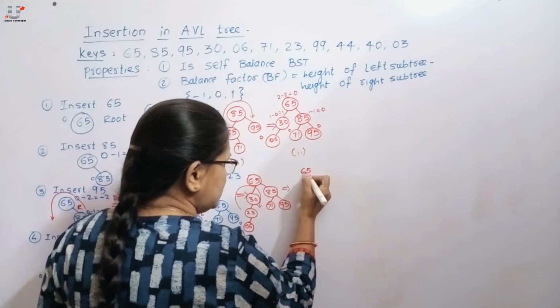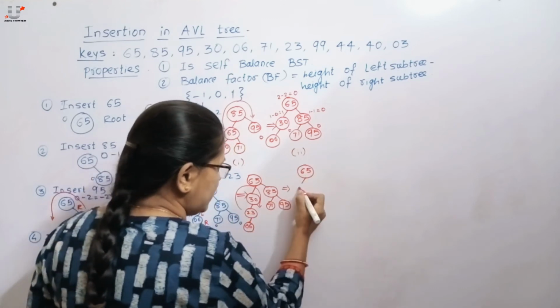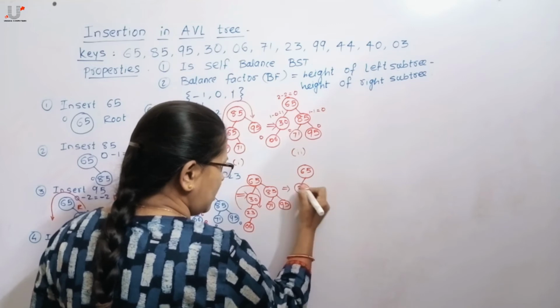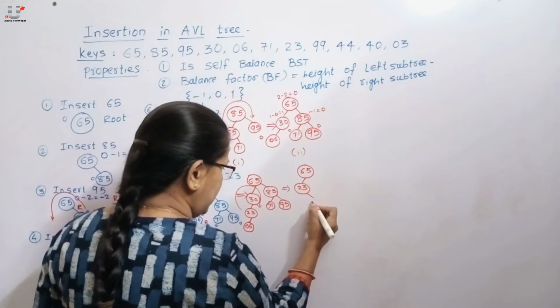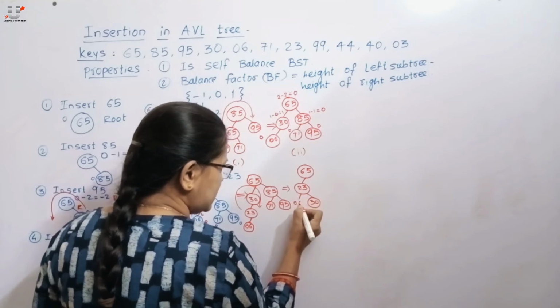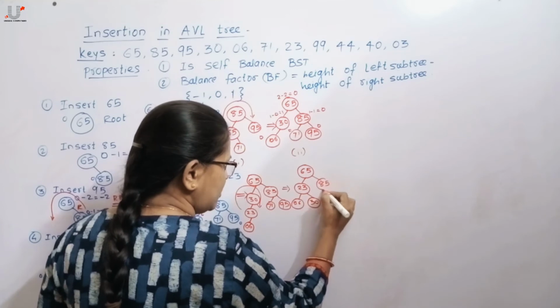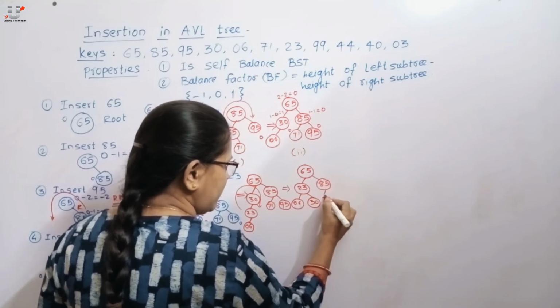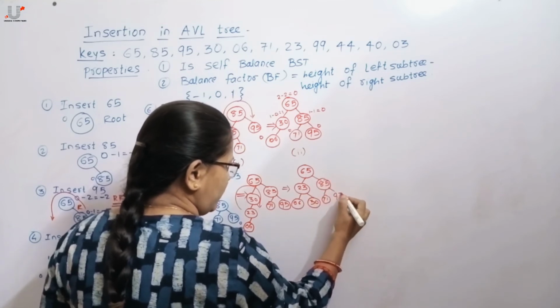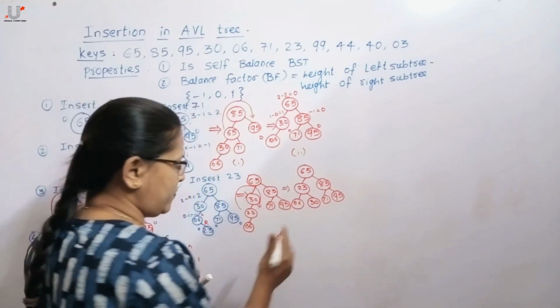So the tree becomes 65, to the left of 65 is 23, to the right of 23 it's 30, to the left of 23 it's 6, to the right of 65 it's 85, to the left of 85 is 71, and to the right of 85 is 95. Again check the balance factor.